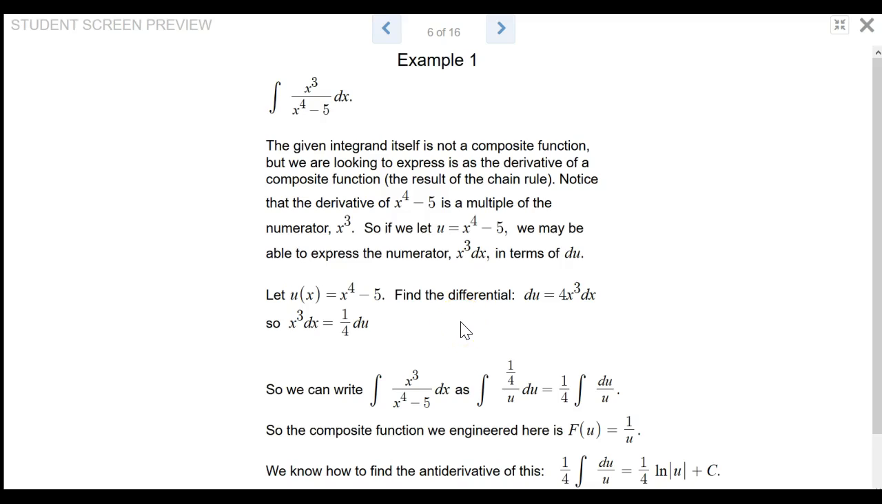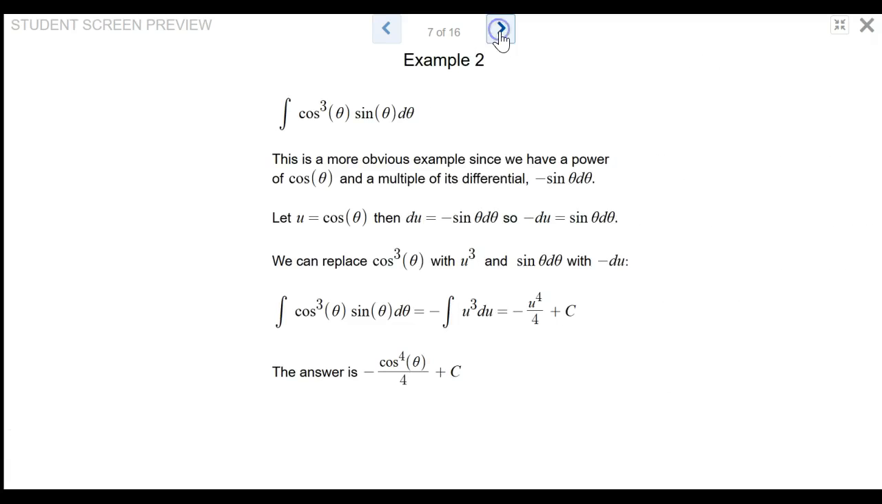So this example is showing us you don't expect to always be given an obvious composite function. Sometimes you need to just look for different parts of the function and try that as your substitution, and then find the differential of that function, of that u.